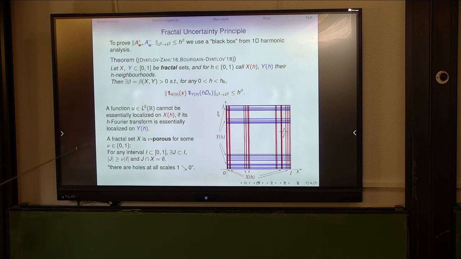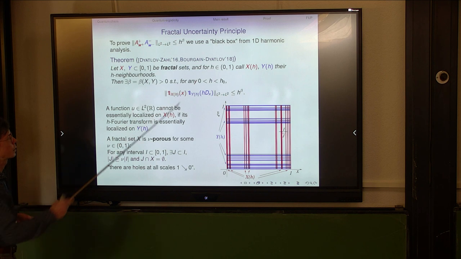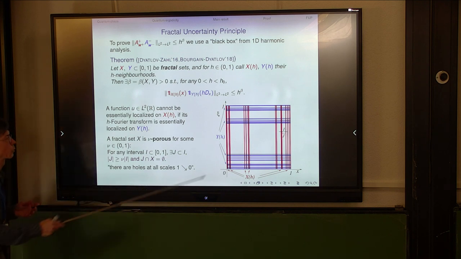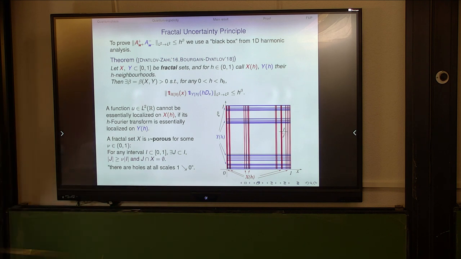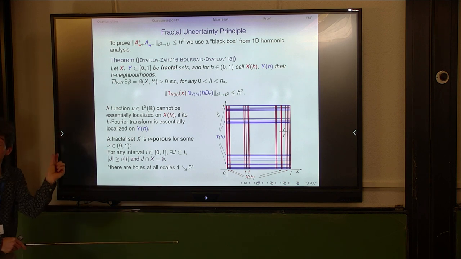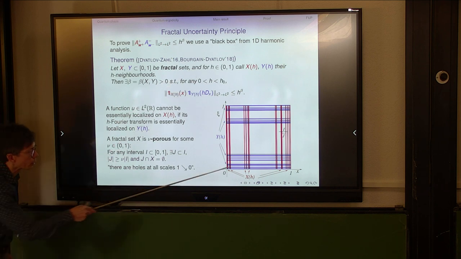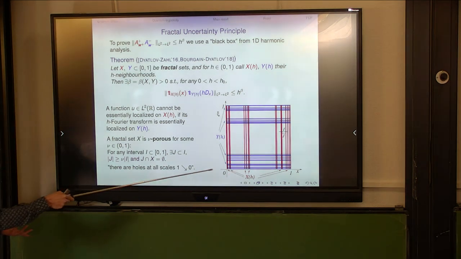And here, small region is not just in terms of length or volume, because this is part of the interval, but it also depends on the geometric structure of these subsets. So why is it called fractal? Because the statement concerns fractal subsets of the unit interval. If you take two fractal subsets of the unit interval, x and y, you thicken these intervals by h, by this semi-classical parameter. You end up with a sum of many very small intervals.